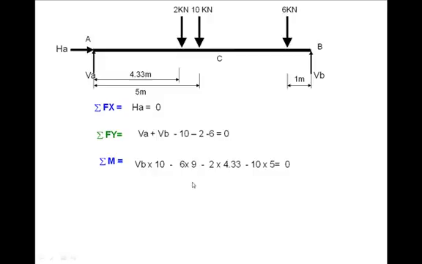See, the last equation will give me VB, and if I put it in the sigma Fy equation, I get VA, and HA we have already worked out. So we have again worked out all the support reactions by using equilibrium equations and applying them to this beam.